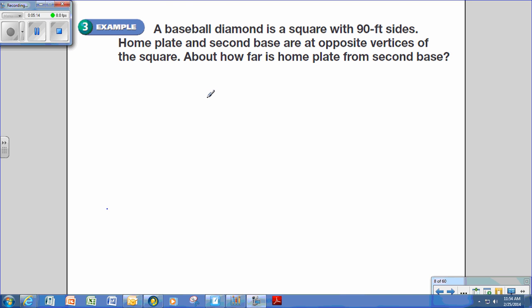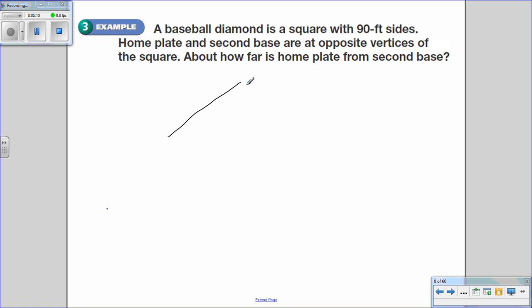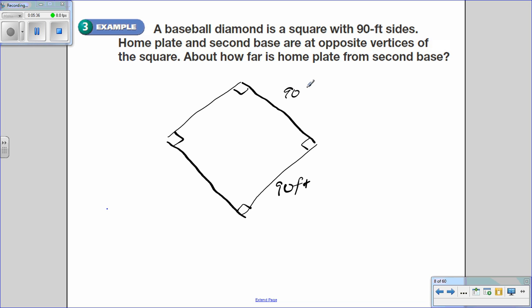Okay, next example is kind of a real world situation. We have a baseball diamond. A baseball diamond is a square. A square has 90-degree angles. And it says each side is 90 feet. So that means between each base is 90 feet. Home plate and second base are at opposite vertices of the square. So here's home plate, and here's second base.